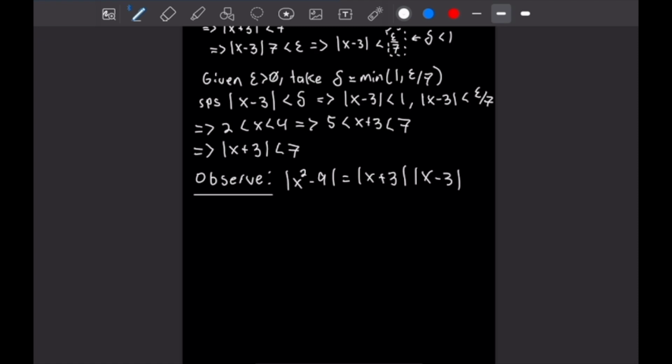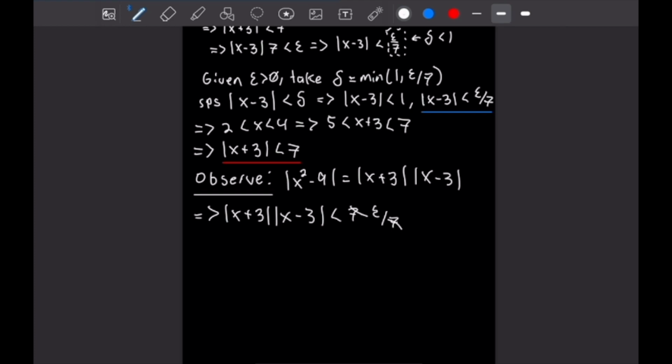But we can see we can make two substitutions here. We know that the absolute value of x minus 3 is strictly less than epsilon over 7, and we use the fact that x minus 3 is less than 1 to show that the absolute value of x plus 3 is strictly less than 7. So we'll have that the absolute value of x plus 3 times the absolute value of x minus 3 must be strictly less than 7 times epsilon over 7. But we can see that those two 7s will cancel, and we will get that the absolute value of x plus 3 times x minus 3 is strictly less than epsilon.